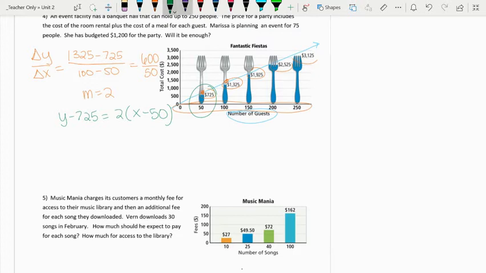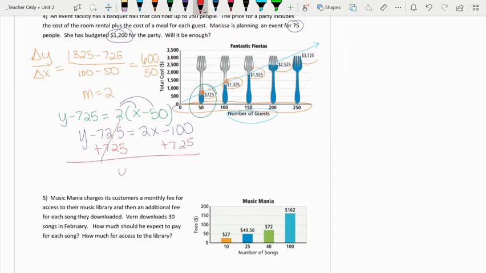So now I need to know if she's budgeted enough for the party, right? So for 75 guests, I'm going to go ahead and solve for y because I think it'll be easier in the long run. So we multiply by 2, y minus 725 equals 2x minus 100. And then we're going to go ahead and add 725. And we get y equals 2x plus 625.